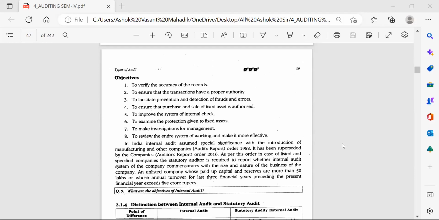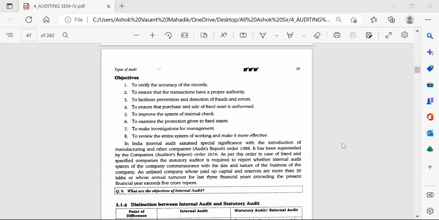Now, objectives of internal audit, why it is conducted. This is done before the final audit, isn't it? So, what are the objectives? First, to verify the accuracy of record, that records are properly maintained. Second, to ensure that transactions have a proper authority. See, whenever any transaction takes place, it has to be properly authorized, isn't it?